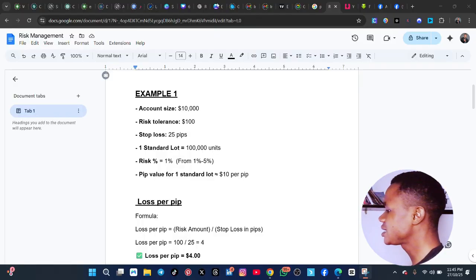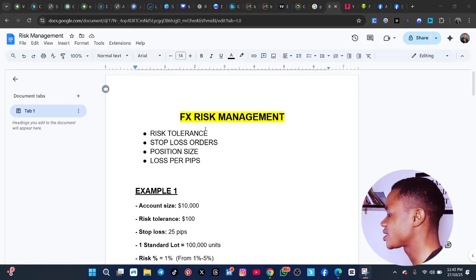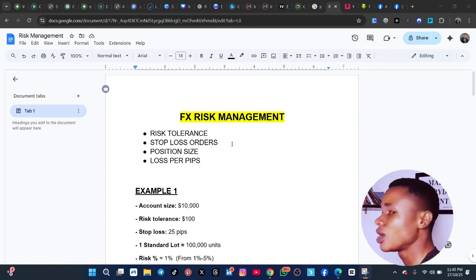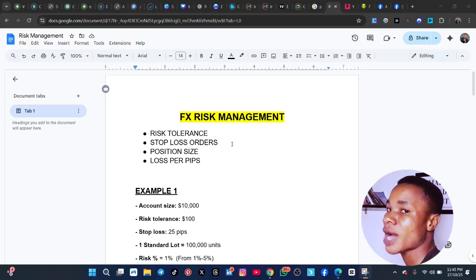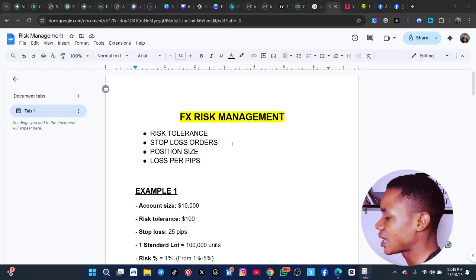Now this is for forex risk management, and for us to understand forex risk management, we have to calculate the risk tolerance, how much we are ready to risk from our whole account in that trade, and then what our stop loss is. Of course, by now you should know what a stop loss is.